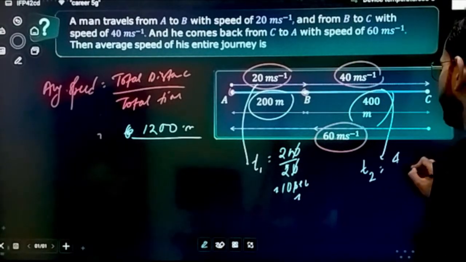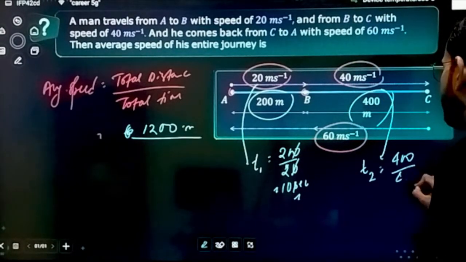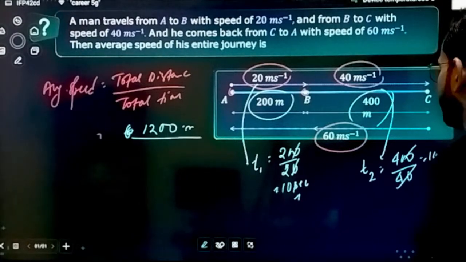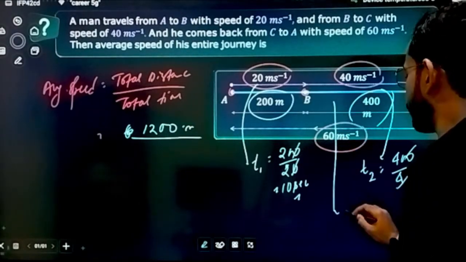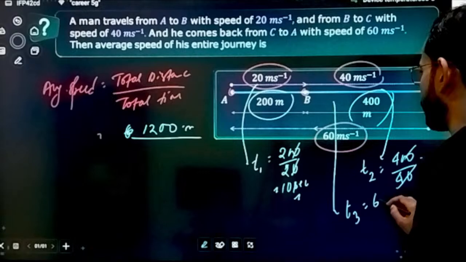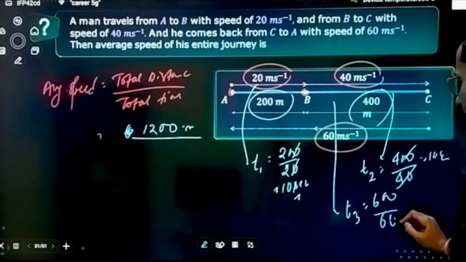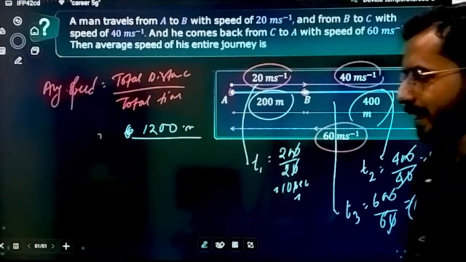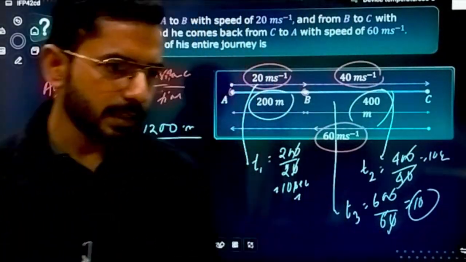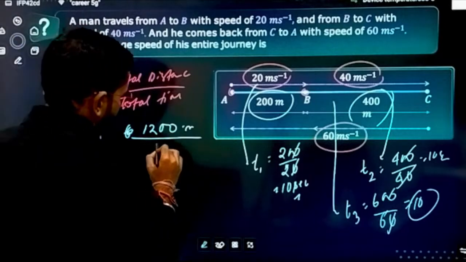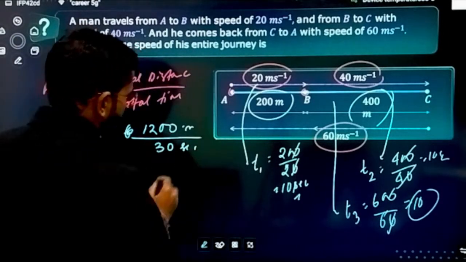T2. How much distance is there? 400 divided by the velocity, that is 40. How much time is taken? That is again 10 seconds. Final section, T3. How much distance is there? That is equal to 600. With what speed are you traveling? That is 60. That means T3 is also 10 seconds. So the total time taken for our motion is equal to 30 seconds.